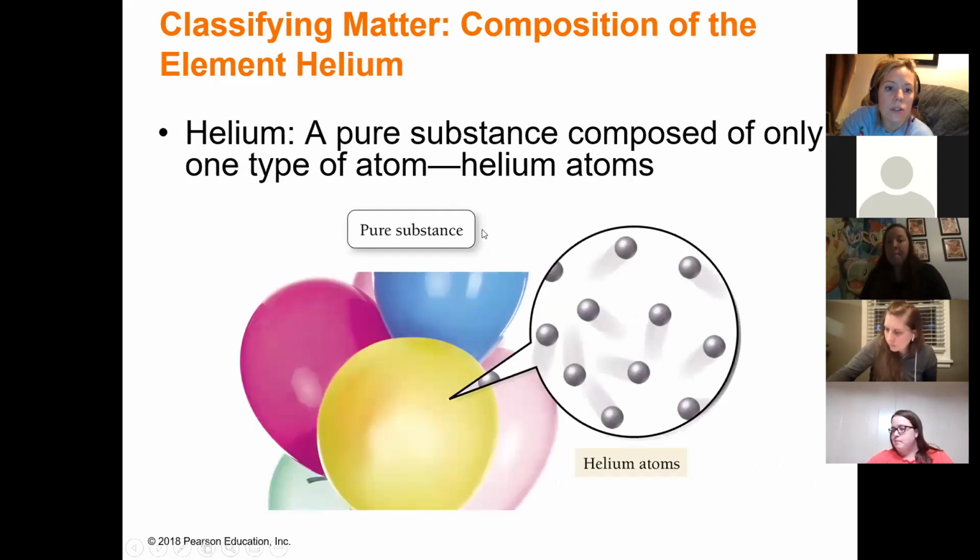So here is an example of an elemental pure substance, helium. We've got balloons here and they just have helium atoms in them. The helium atoms aren't combined with anything else. You can see that they're just by themselves. They don't have little buddies or anything like that. So we would say that this is an element.